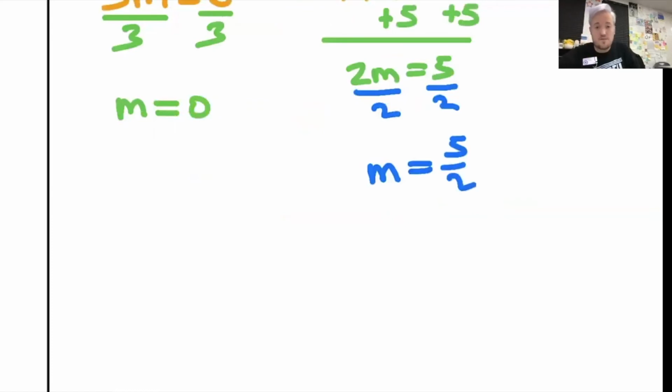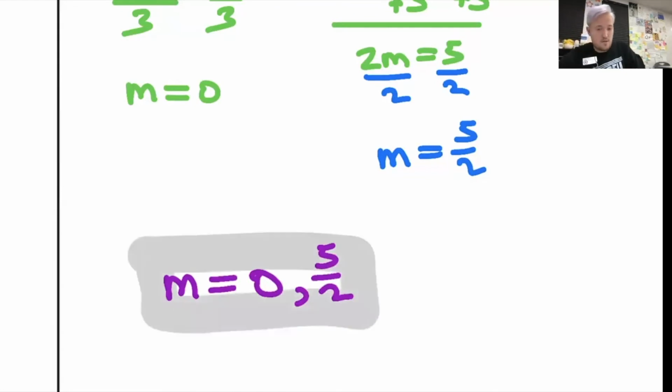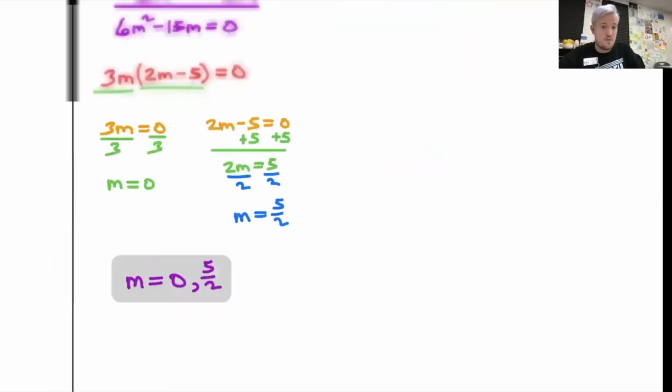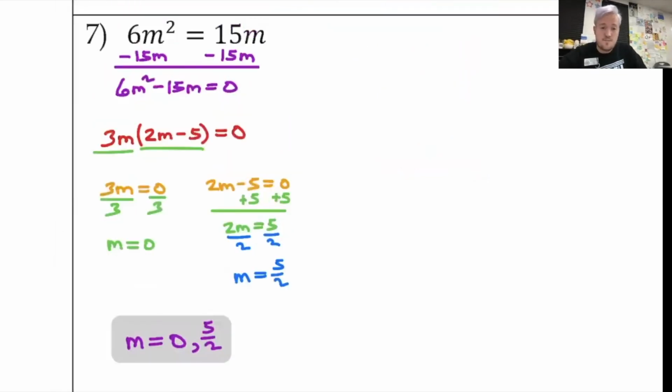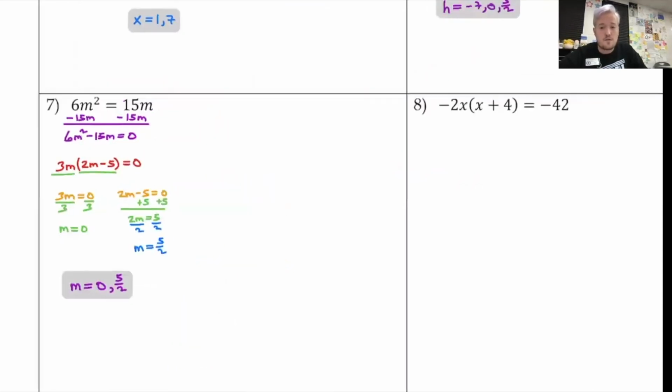of 5 halves. So once again, when you're writing out your solutions, you want to write them in order from least to greatest. So we're going to have 0, 5 halves. As you can see, you can actually have fractional roots. That is a valid solution. All right. So there's number 7. All right, so number 8.